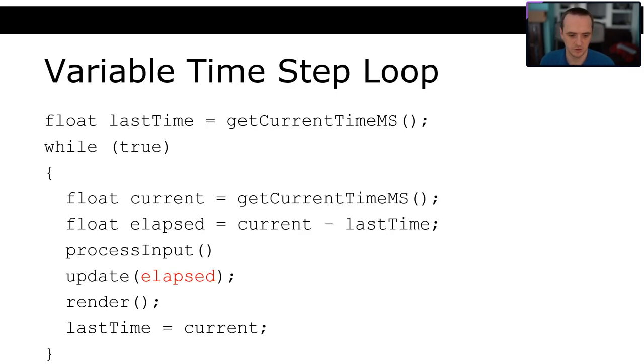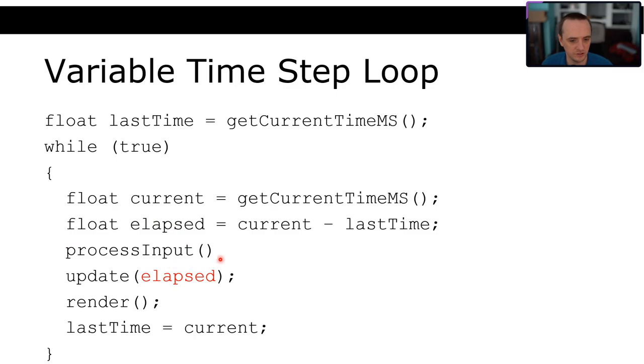Okay, so what this does is that last time we're going to record when the last frame ended. So this is essentially an amount of time that it computes how long the last frame that we computed took to compute in real world time. So that's what elapsed is.